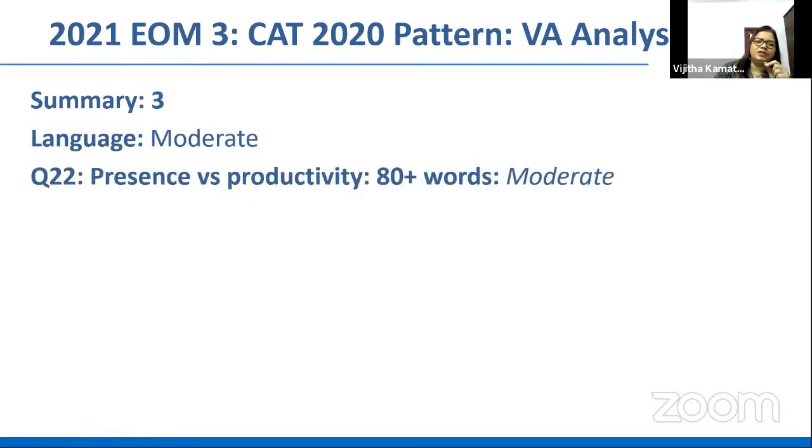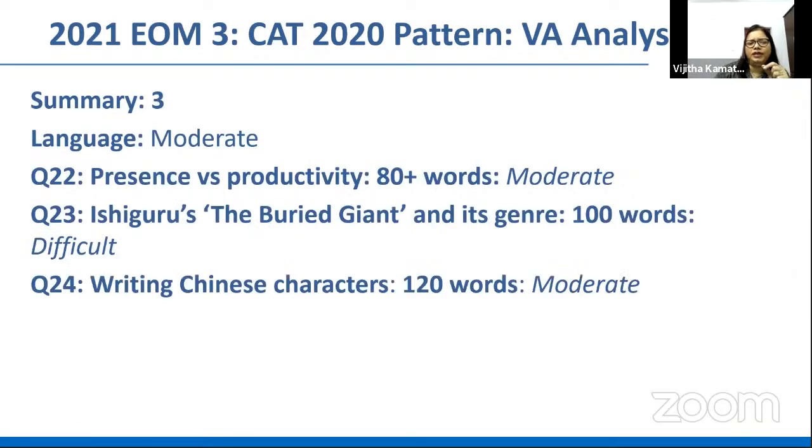Next, the summary questions overall, I think, can be marked moderate. It wasn't very difficult for you to eliminate the options in question 22. The paragraph was a very brief one, just 80 words. The idea, how presence is a little more important in matters of productivity, is also well understood.